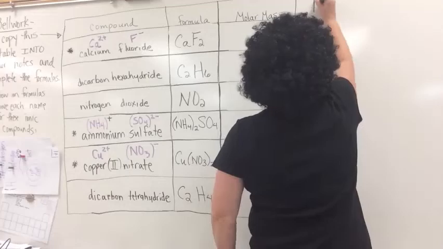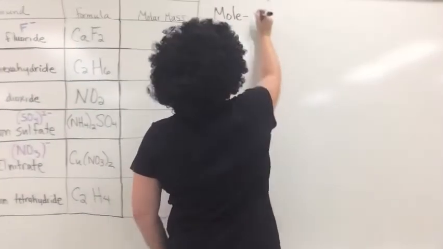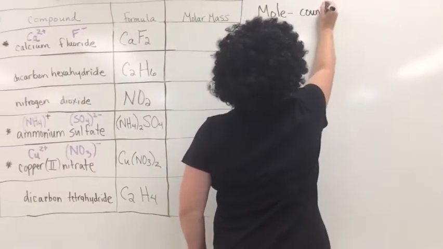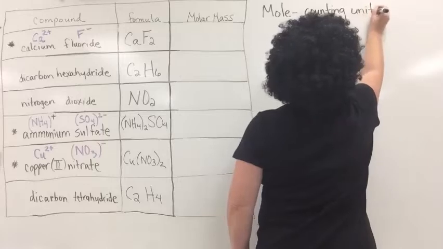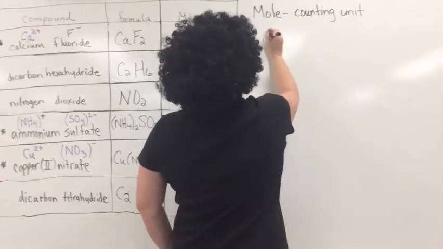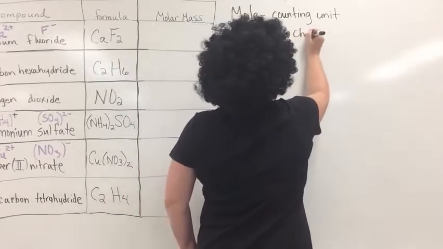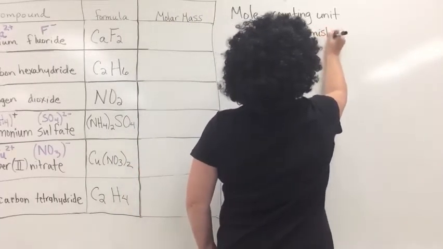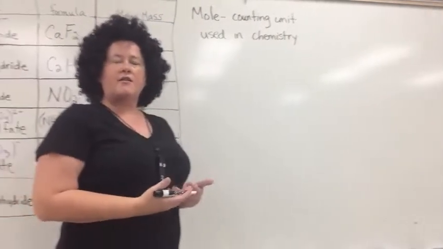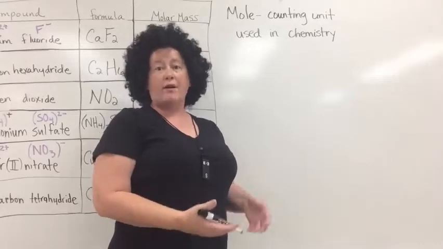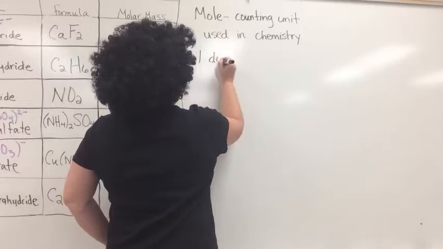By definition, a mole is a counting unit used in chemistry, and just like 1 dozen equals 12 or a pair equals 2, the mole is a counting unit.